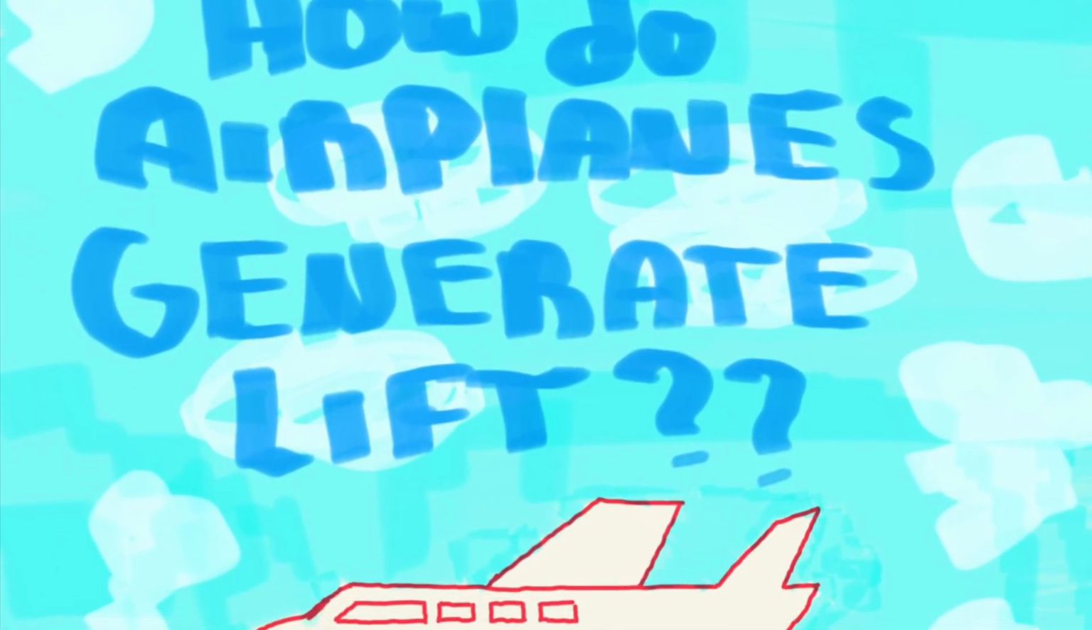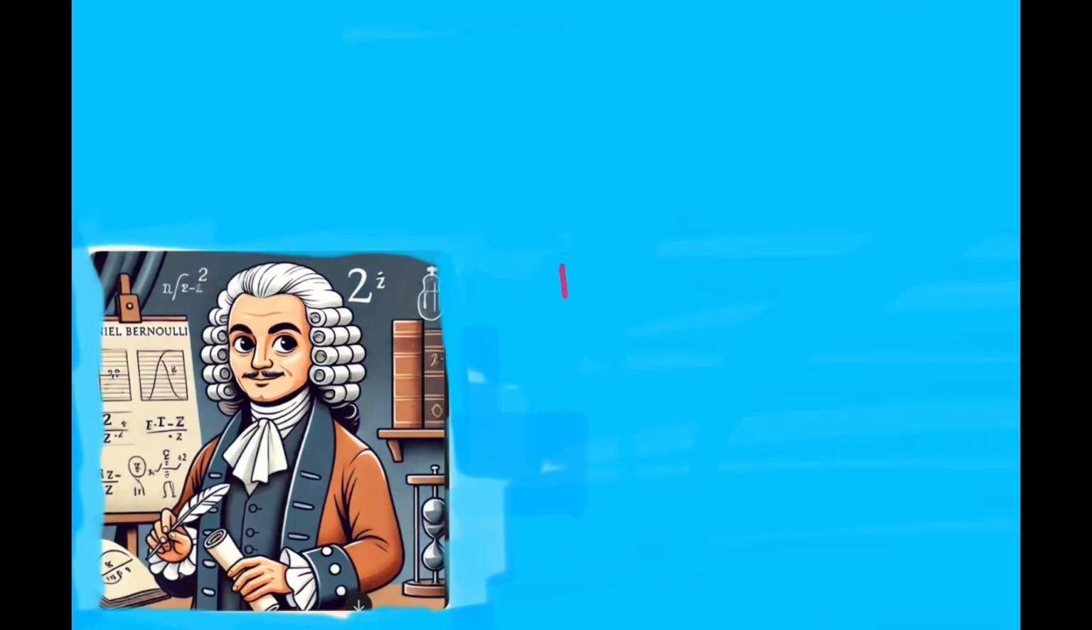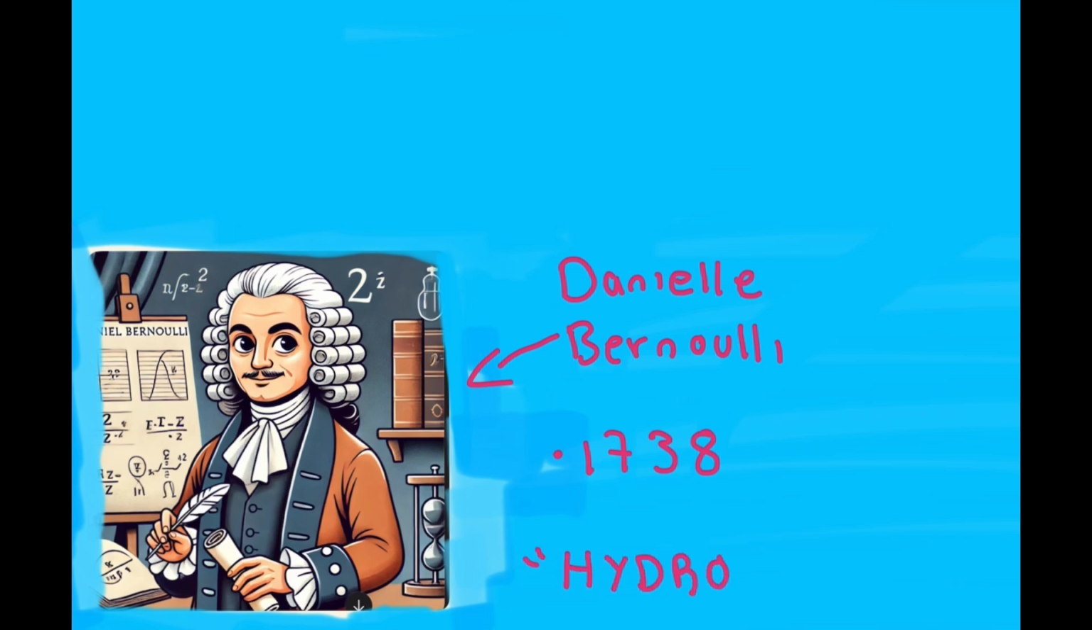Today we're gonna talk about how airplanes generate lift. A really famous scientist by the name of Daniel Bernoulli made groundbreaking discoveries in the field of fluid mechanics in the year 1738. In his book, Hydrodynamica, Bernoulli explains the behavior of fluids in motion and explains the basics for Bernoulli's principle, which relates pressure and velocity when a fluid is flowing.